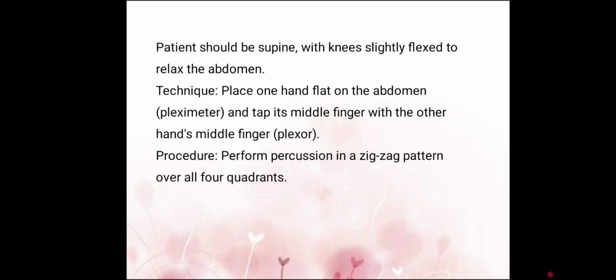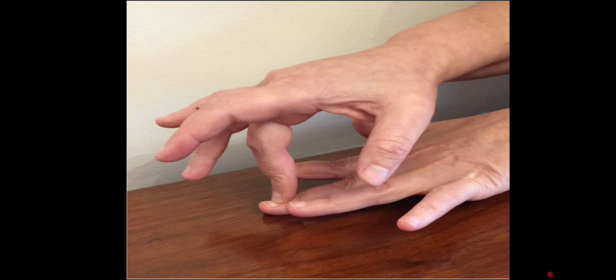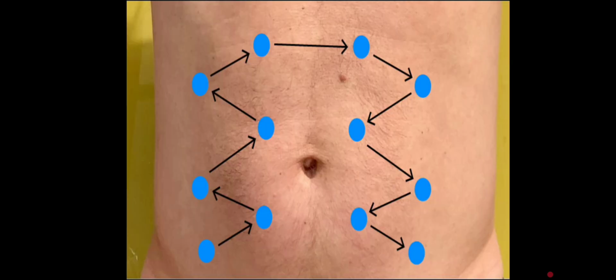How to percuss? Technique for percussion. The patient should be supine, knees slightly flexed to relax the abdomen. Put the left hand flat on the abdomen of the patient and use the tip of the middle finger of the right hand to percuss on the distal interphalangeal joint of the middle finger of the left hand. This procedure should be done in a zigzag pattern over all four quadrants. This is the technique of percussion and this is the zigzag pattern over all quadrants.